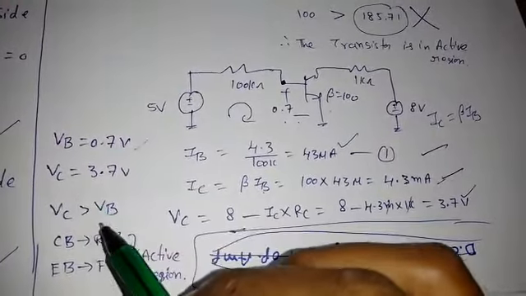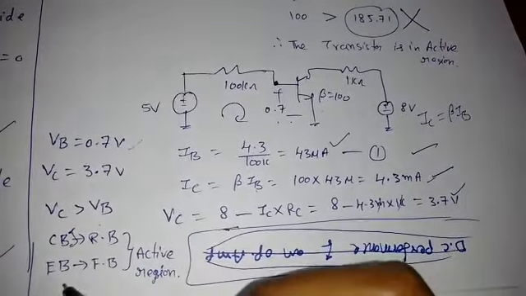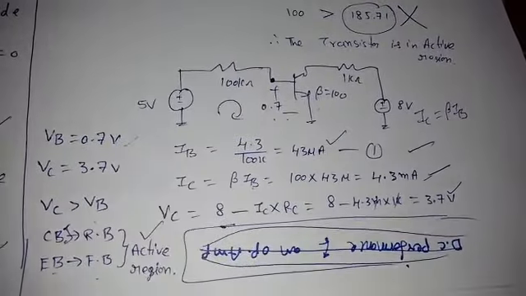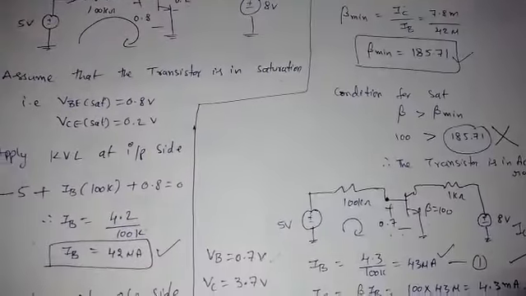So that means VC now is greater than VB. That is, the collector base junction is reverse bias and the emitter base junction is forward bias. That means the transistor is in active region. So this is how to find the regions of operation of a given transistor.